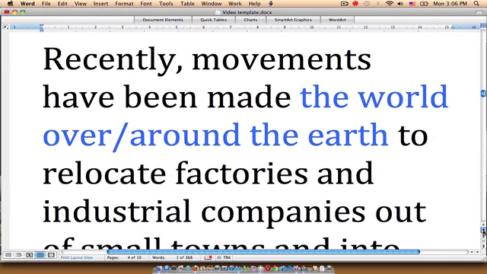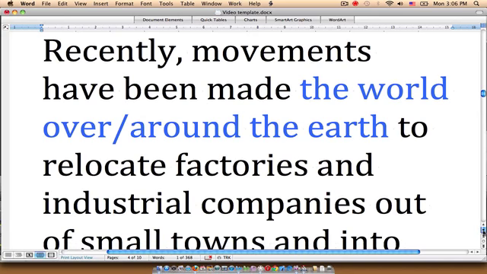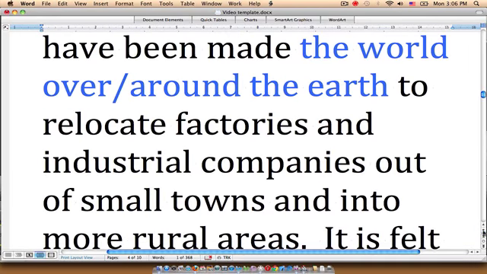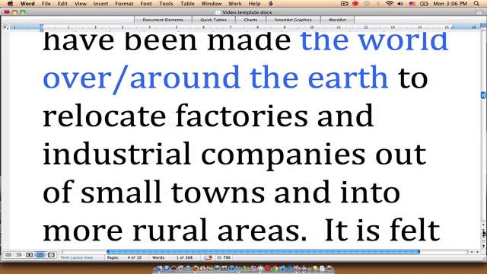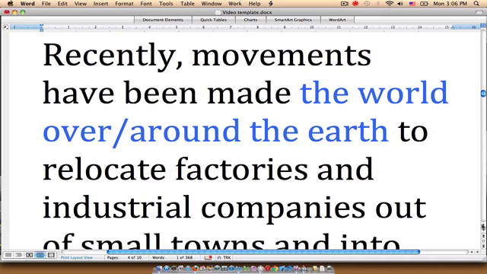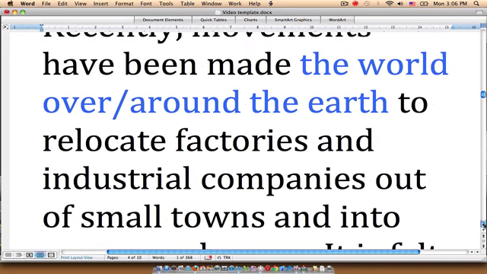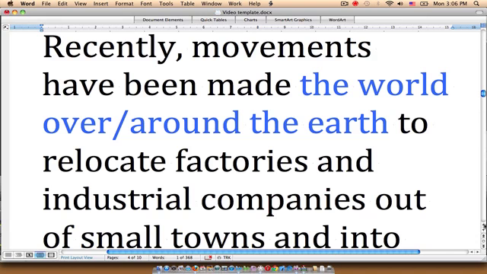So, our essay reads, recently movements have been made the world over to relocate factories and industrial companies out of small towns and into more rural areas. Or, recently movements have been made around the earth to relocate factories and industrial companies out of small towns and into more rural areas. Okay, and if you answered the world over, you would be correct.